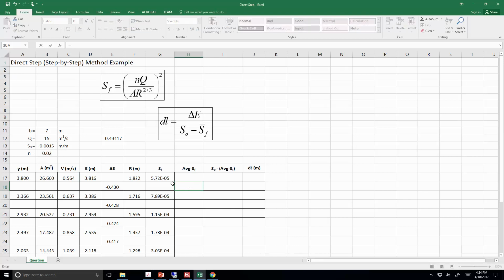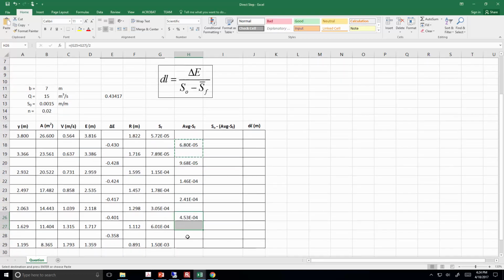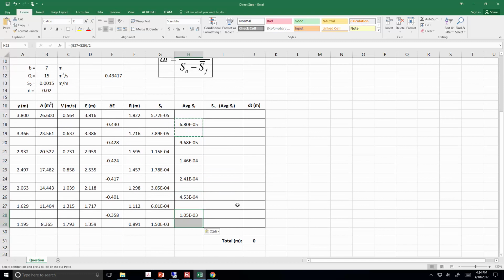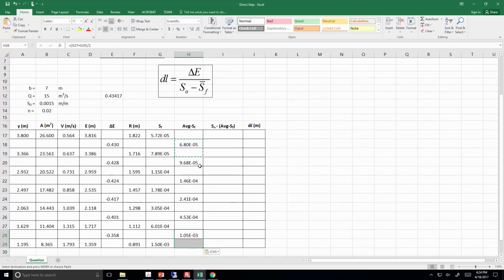And so it'll be this plus that divided by 2. And then I'm going to highlight both of these, I guess. All right, so we've got that and then the difference between the actual channel slope and the calculated average energy grade line slope. We can drag that through.